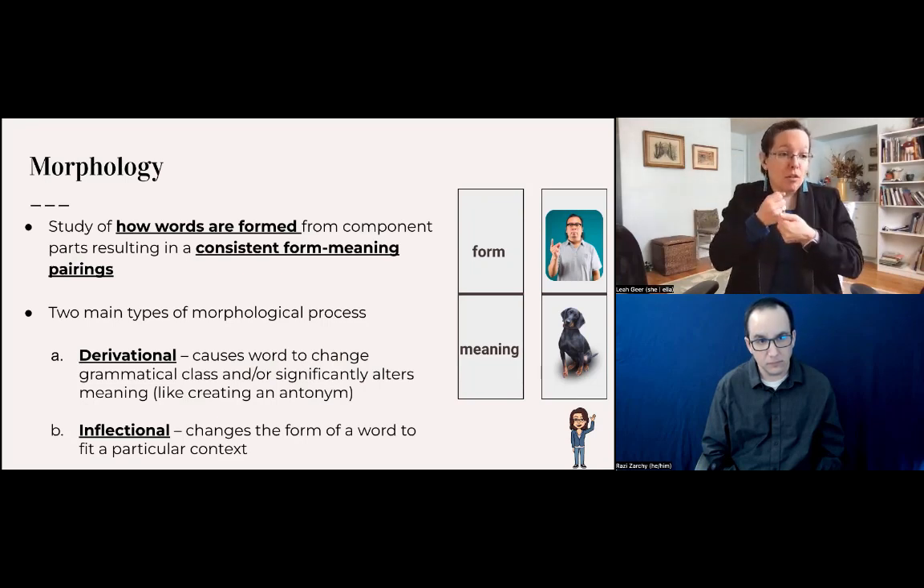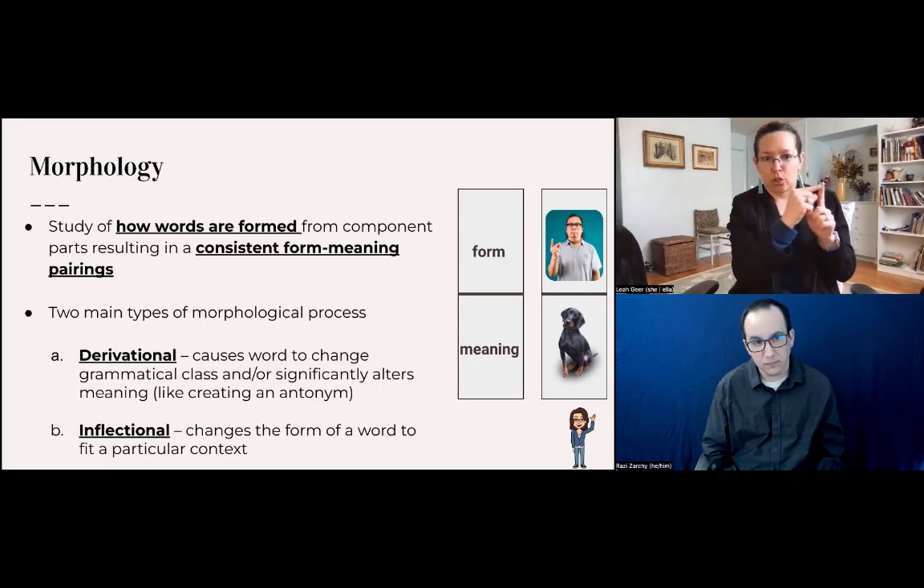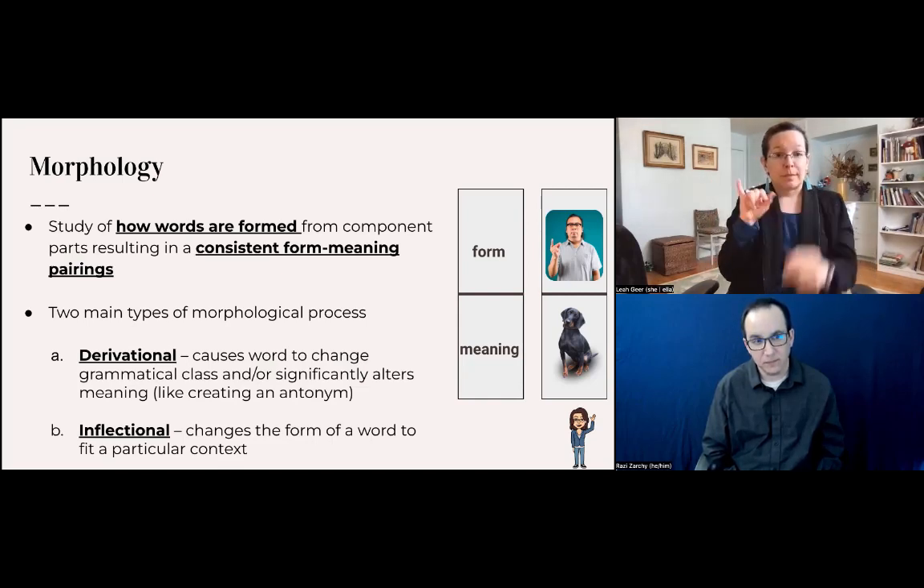And the way we sign it actually indicates its meaning itself, that it causes the word to change grammatical class and or significantly alters the meaning. Like, for example, making one change to create an antonym. So we sign it in this very particular way because we take the origin with our non-dominant index finger and we pull from it and create something new with our dominant dynamic hand.